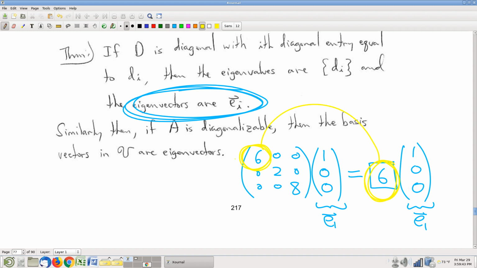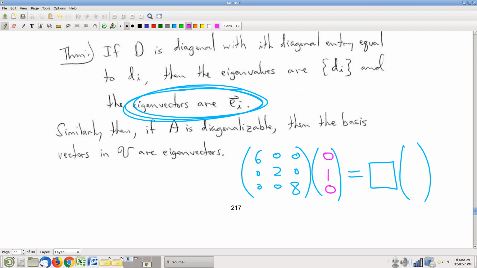Just works, right? You can see how that arithmetic is going to work. Analogously, the second standard basis vector, 0, 1, 0. Multiply that out, and you get 2 times 0, 1, 0. So the second standard basis vector is an eigenvector. The second diagonal entry is the eigenvalue. We could formalize this. I think this is pretty darn believable, though. So let's just leave it at that. But it's a very nice observation to make that this does always work.